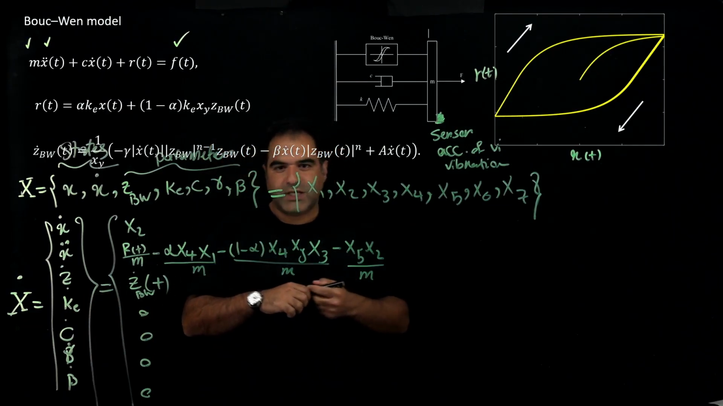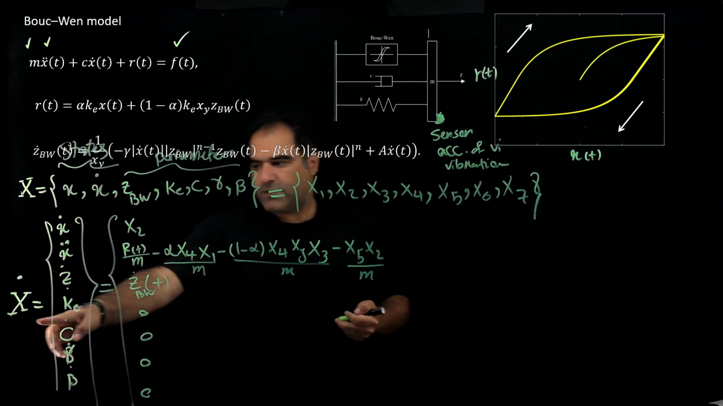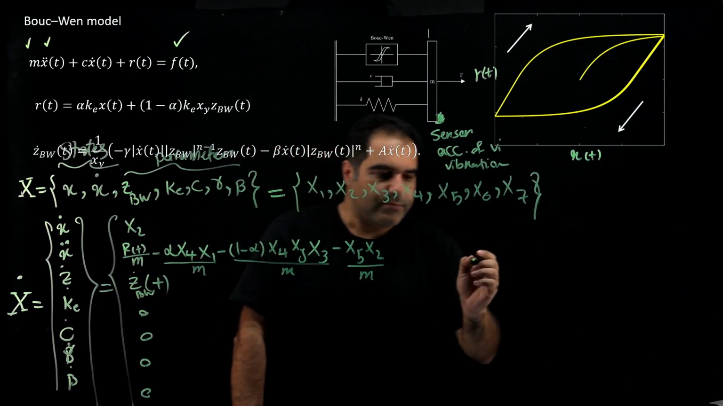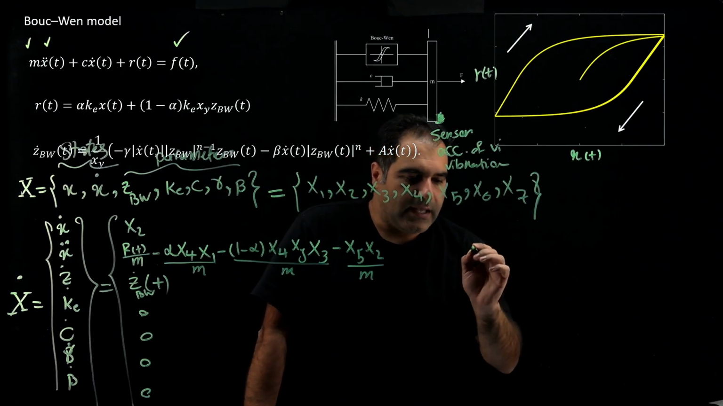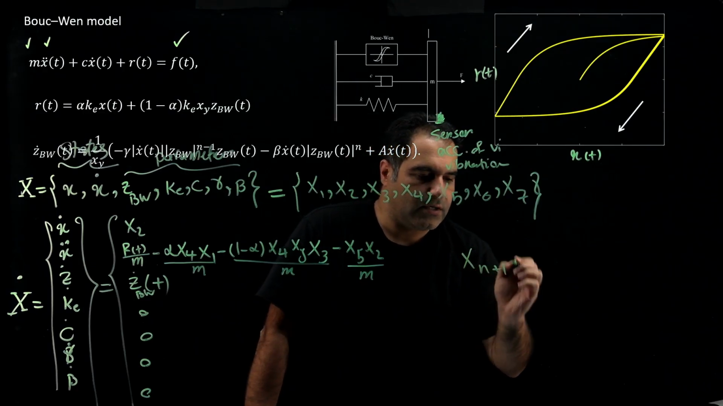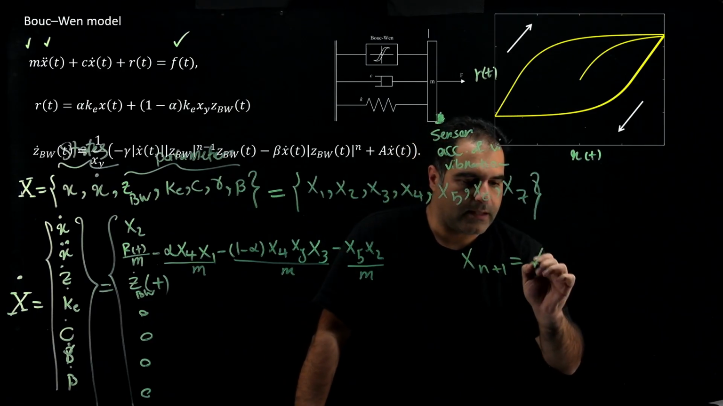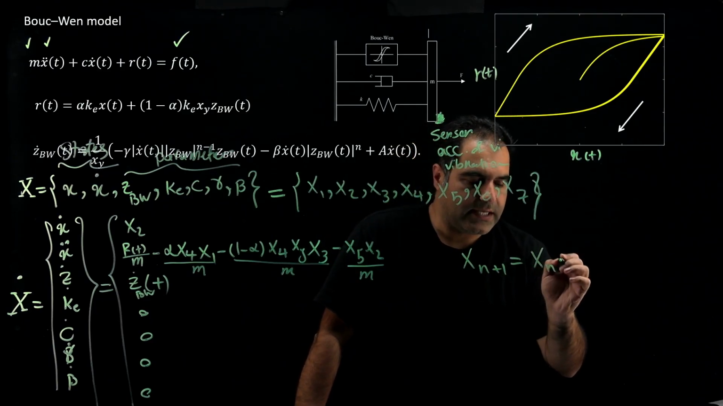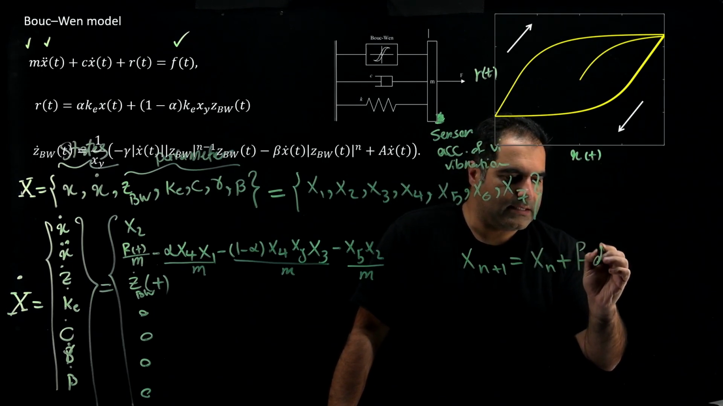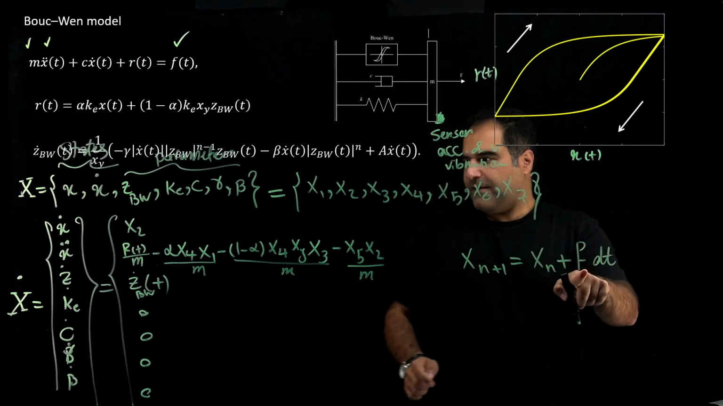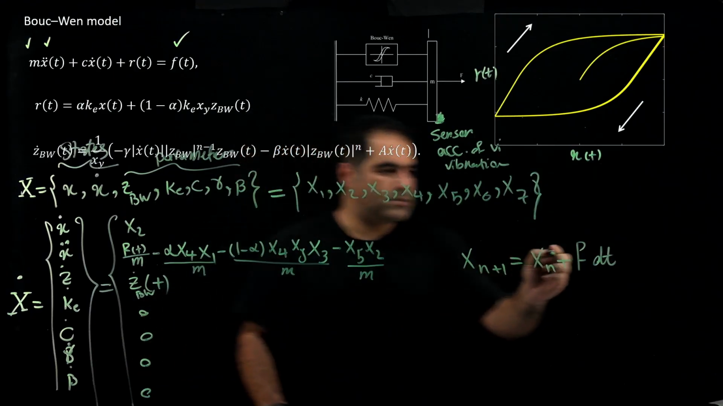Then we need to discretize this nonlinear function, and as I said in the previous video, x_{n+1} will be the state vector x_n plus f times dt, or delta t. This f is the function for x dot.